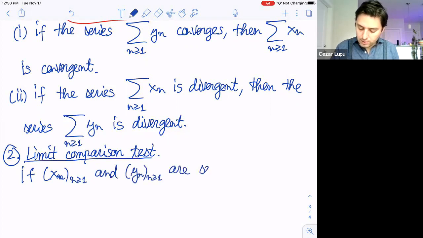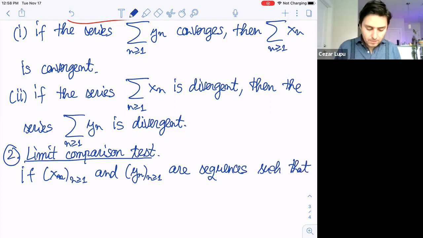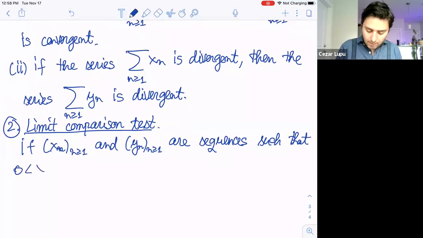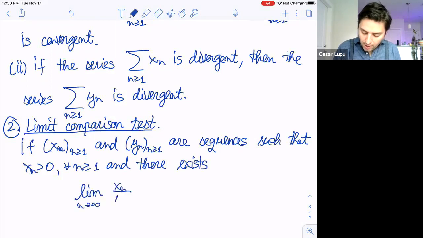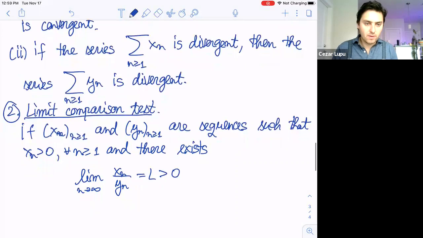are sequences such that Xn is positive for all n, and there exists this guy, the limit as n approaches infinity of Xn over Yn, which is L, which is positive. This is the very important condition.